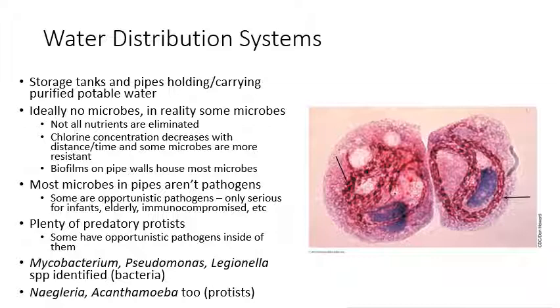For these opportunistic pathogens, the genera that are most commonly identified would be Mycobacterium, Pseudomonas, and Legionella for the bacteria. For the protists, you also have a couple of opportunistic pathogens for people that are found in water distribution systems, which would be in the genera Naegleria and Acanthamoeba. And this image is showing a couple of protist cells that are infected with opportunistic pathogens, specifically Legionella. So all these little dark blobs inside the cells, those are the Legionella bacteria that are living inside of this protist.